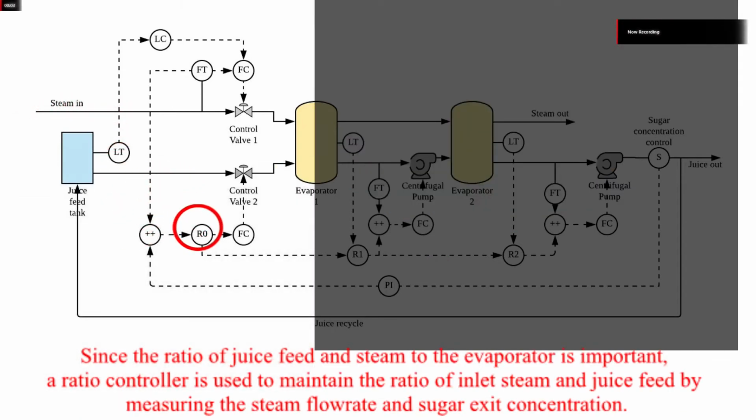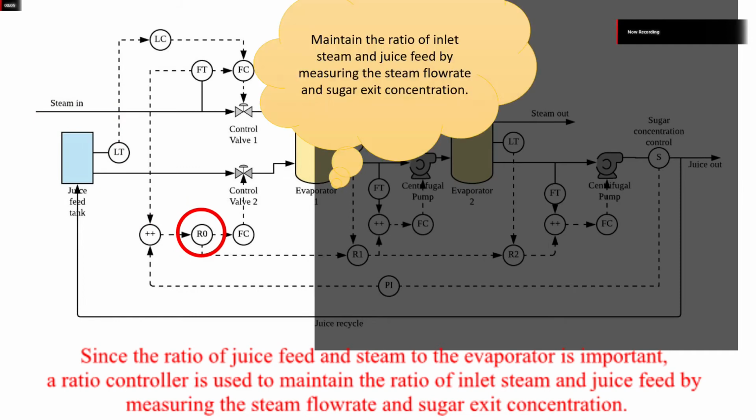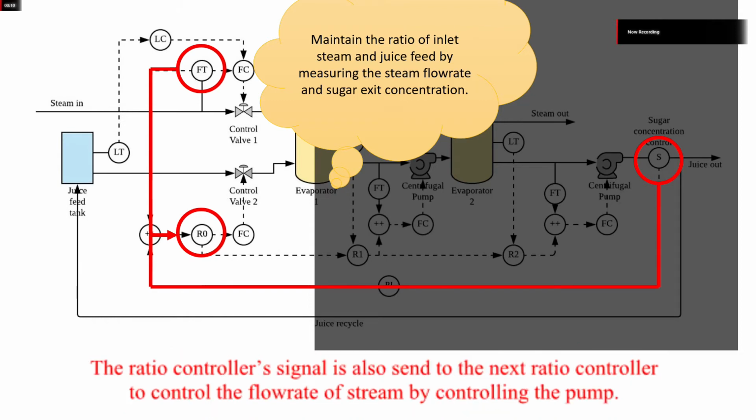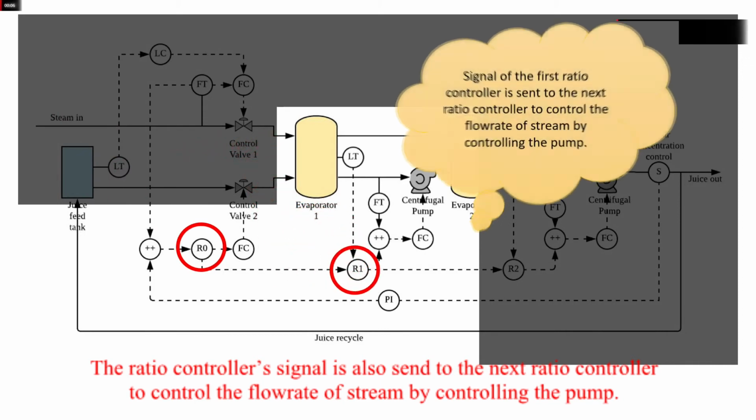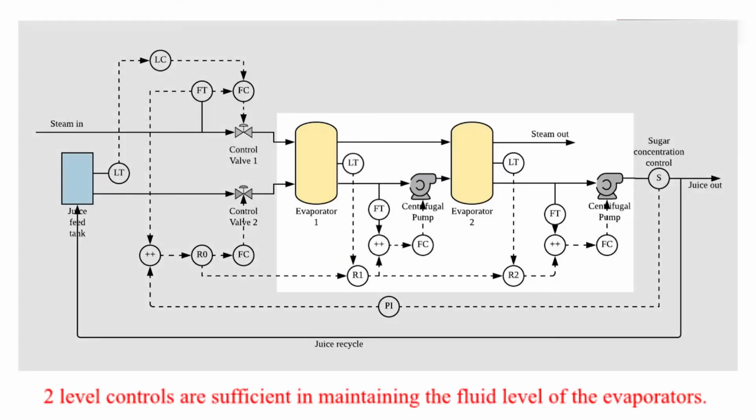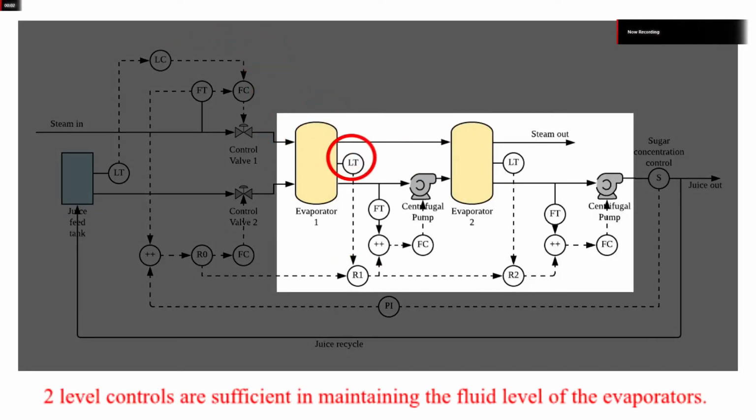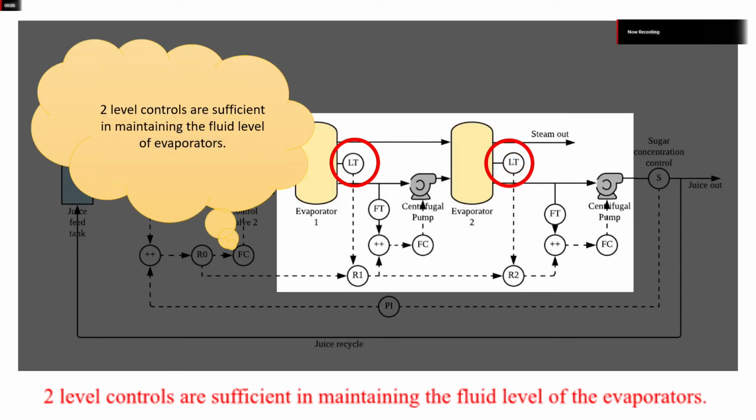Since the ratio of juice feed and steam to the evaporator is important, a ratio controller is used to maintain the ratio of inlet steam and juice feed by measuring the steam flow rate and sugar exit concentration. The ratio controller's signal is also sent to the next ratio controller to control the flow rate of the stream by controlling the pump. Two level controls are sufficient in maintaining the fluid levels of the evaporators.